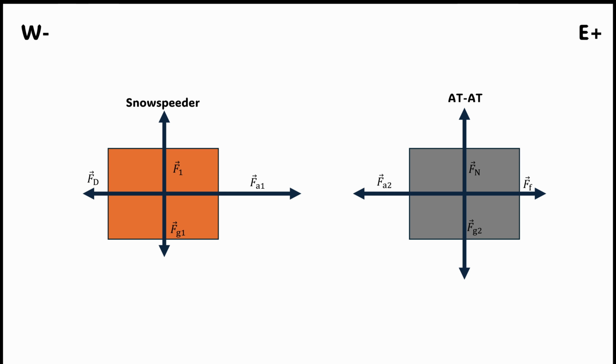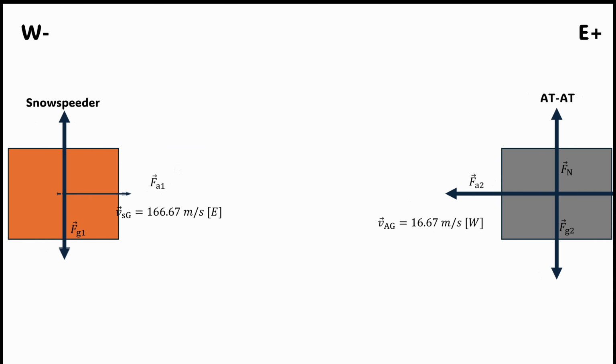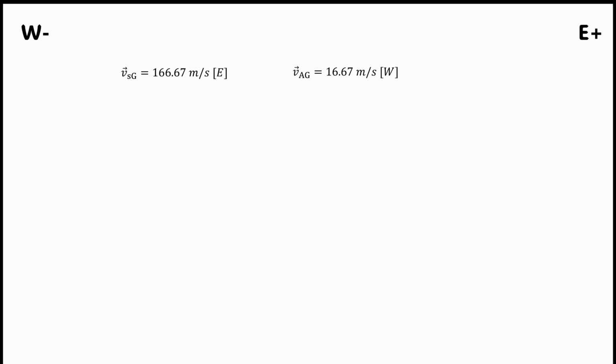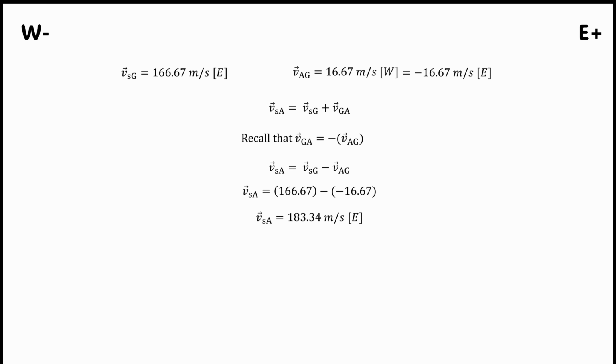Moreover, the scene shows some relative velocity. If we assume the snowspeeders are traveling east at their respective value and the AT-ATs are traveling west, we can calculate the relative speed of the snowspeeder to the AT-AT. So of course, first we need both in the same direction. 16.67 meters per second west is the same as negative 16.67 meters per second east. Thus, applying our formulae and the inversion principle, we can get that the velocity of the snowspeeder relative to the AT-AT is 183.34 meters per second east.